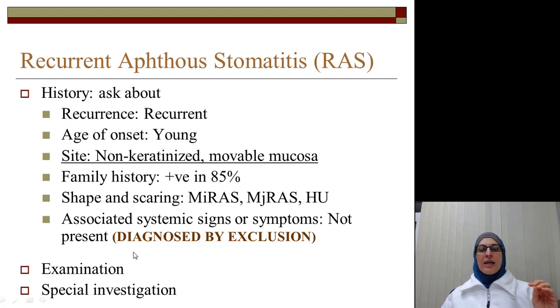So we call this a diagnosis by exclusion. You are making a diagnosis based on excluding all other possible causes, and once you have ruled out everything else, then you can confirm a diagnosis of RAS.